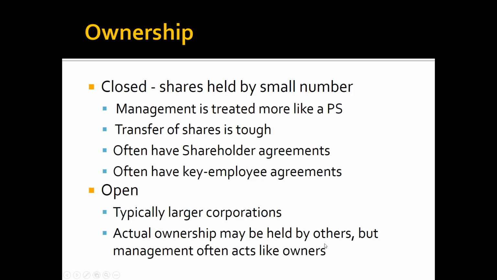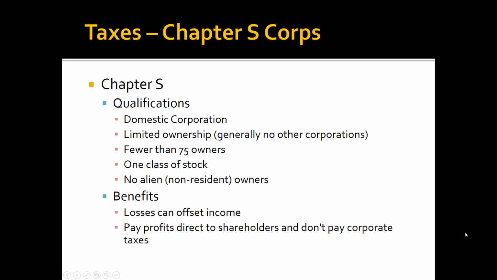All right, let's talk about, and I've made some references to Chapter S, let's talk about a Chapter S corp. Now, there are some qualifications for Chapter S, and it's called electing an S because it falls under the IRS code. First of all, you have to be a domestic corporation, and remember, domestic means you're formed in, you're doing business in one state. Limited ownership, so generally no other corporation should own a sub S, it should have fewer than 75 owners, so it's very often a closed corp. One class of stock, because remember, you can have multiple classes of stock, and no alien or non-resident owners. You then can elect under the IRS and under the North Carolina Department of Revenue's code to be treated as a subchapter S corp. We call you an S corp.